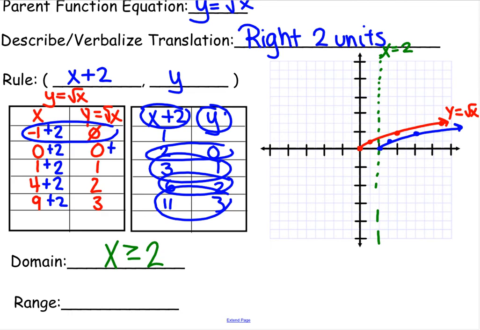Now I'm going to graph a horizontal line to find my range. Notice that everything above that y equals 0 line is true for my range, my output values. So my range of values is y greater than or equal to 0.